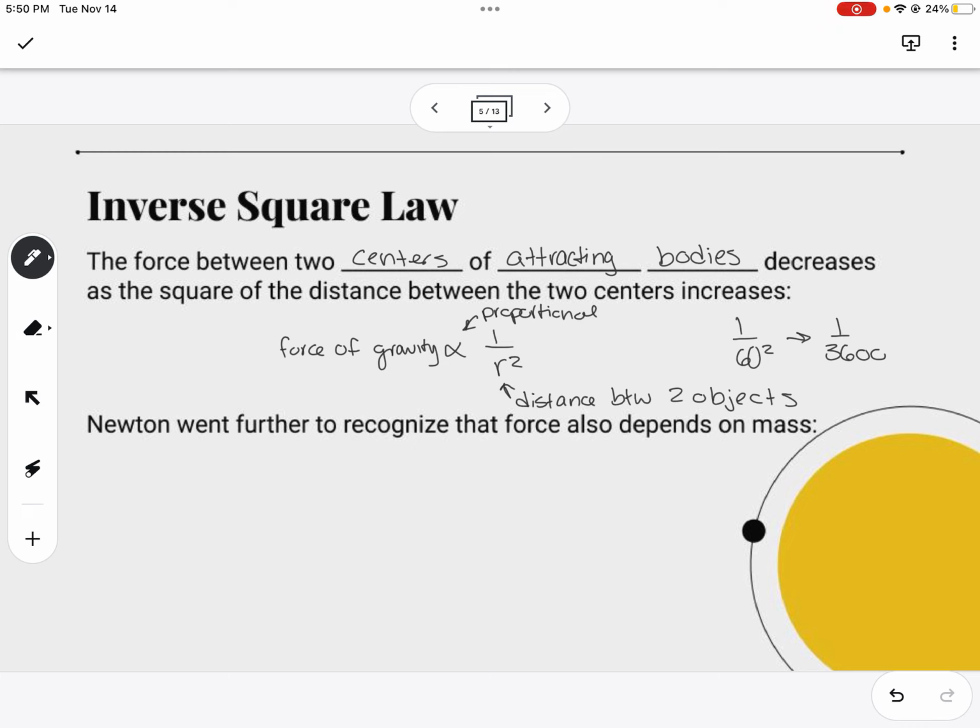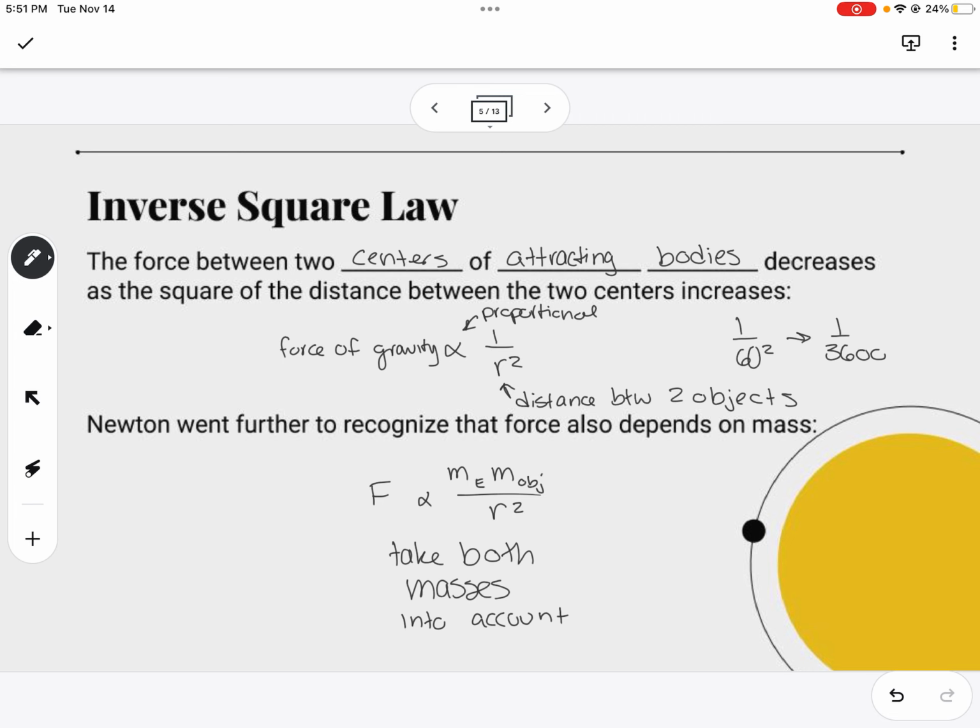Newton went further to recognize that force also depends on mass. So now he's saying force is proportional to the mass of the Earth and the mass of whatever object we're dealing with. He was talking about the moon, but it could be any object, over r squared. So you need to take both masses, the mass of the Earth and the mass of the object, into account.